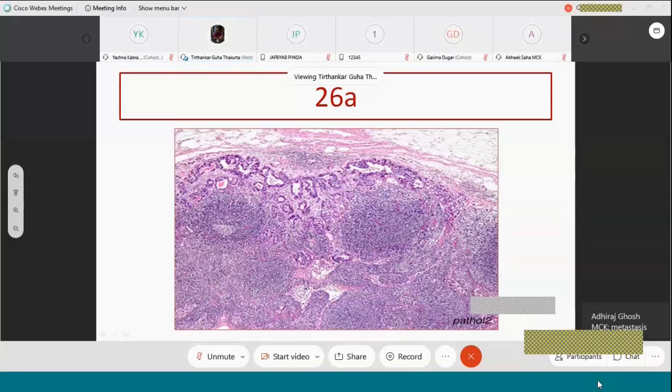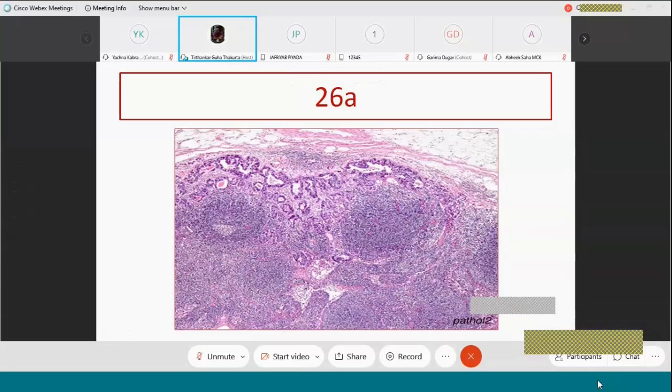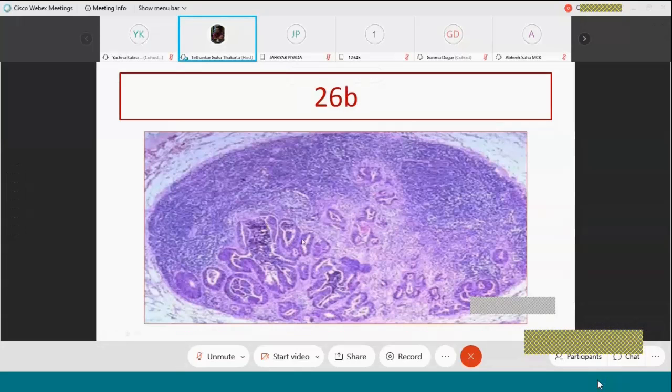Very good. This is a metastatic lymph node. And if you think the cells are glandular, you call it metastatic lymph node adenocarcinoma. If you think there are keratin pearls, you call it metastatic lymph node squamous cell carcinoma. If you cannot comment, just write metastatic lymph node. This is also another metastatic lymph node adenocarcinoma.